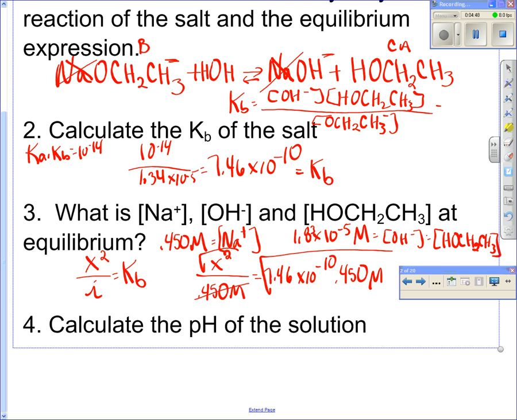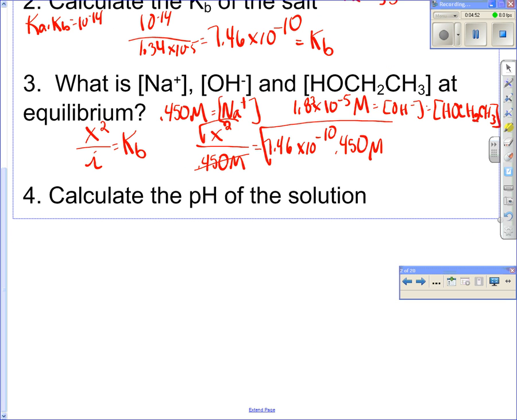And then very easily it wants the pH of the solution. Well, that's the easiest part of all this, because I know that my OH concentration is 1.83 times 10 to the minus 5 molar.